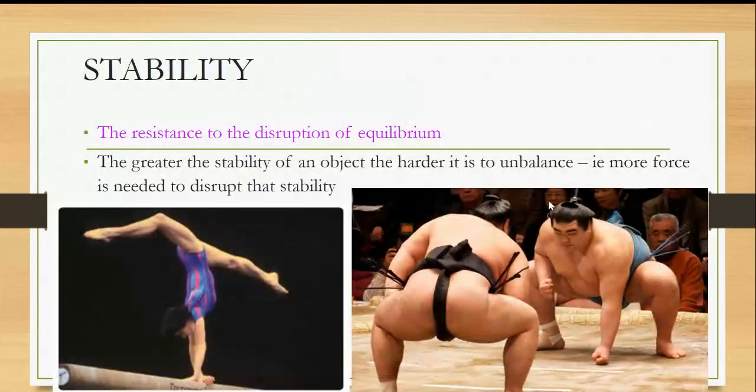What better place to start than sumo wrestlers? If I was to try and push one of these sumo wrestlers over, he would be very stable and therefore very hard to move. It would require a great amount of force. Something that has a higher stability will require more force to move it. So it is the resistance to the disruption. If something is very light, then it's easier to move. It is less stable. There are a few factors that play into that. But the greater the stability of an object, the harder it is to unbalance.